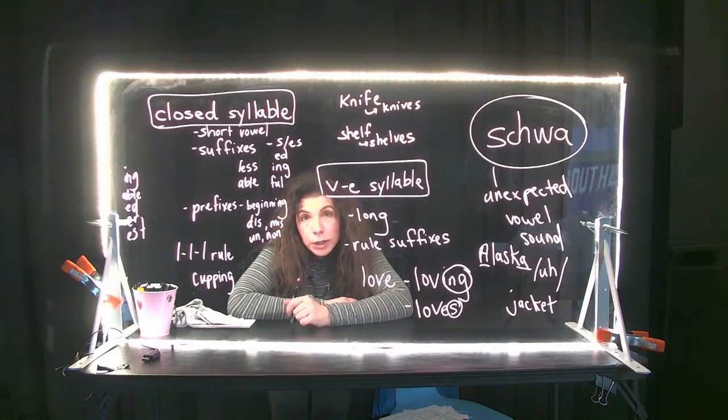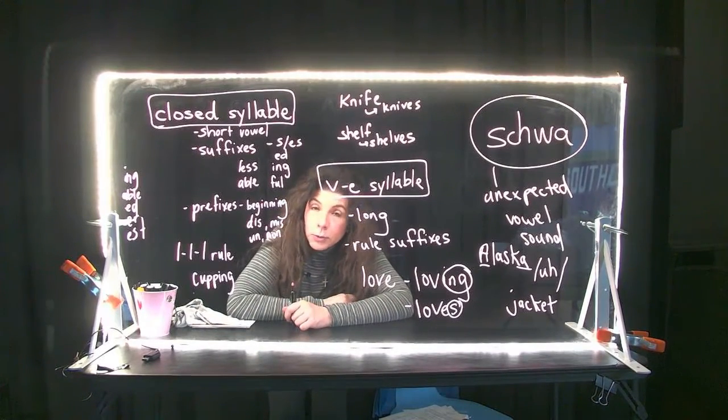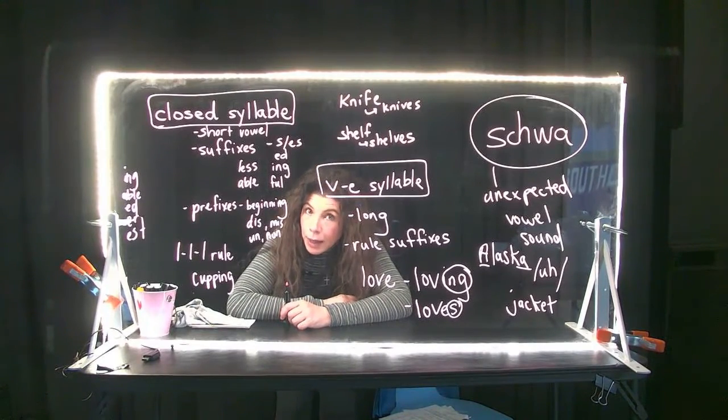So now we're going to move on to the third syllable type. We've done closed syllable and vowel consonant E. The third syllable type is going to be a review for you. You did it last year in second grade. It's going to be the open syllable. So while I'm cleaning off this board and pausing the video, do you remember what an open syllable is? What sort of vowel sound does an open syllable make? I'll be back.